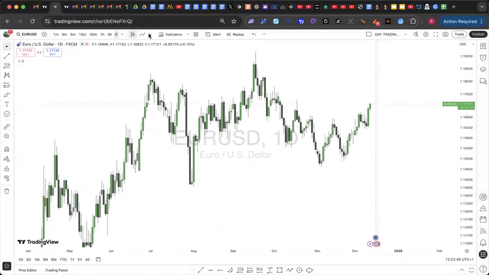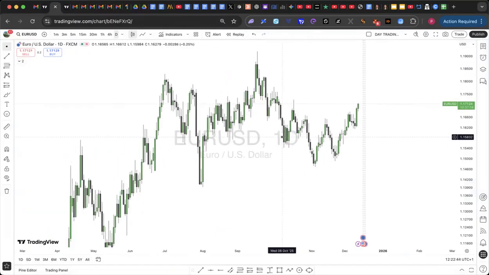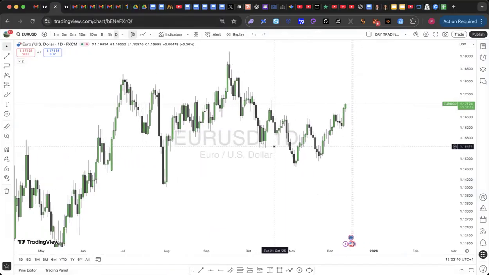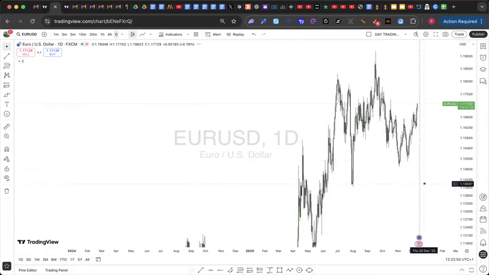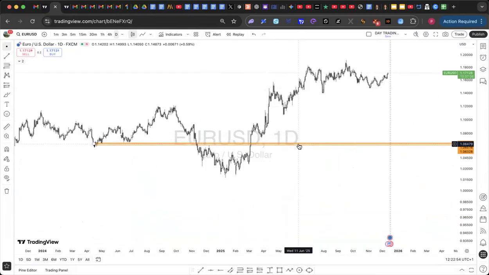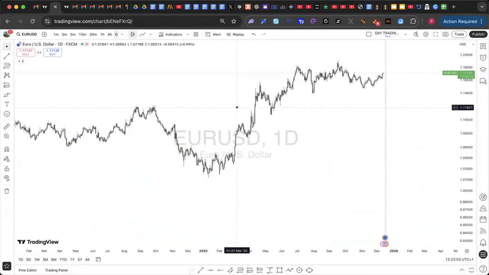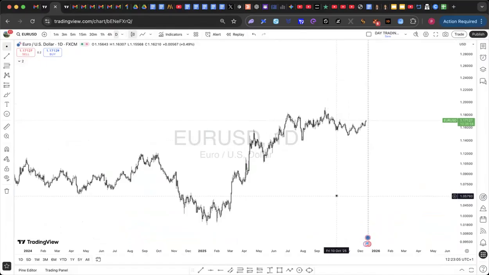So this is Euro USD, very simple, right? The overall trend of Euro USD is up. Generally the Euro USD is in an uptrend. Okay, we take it from here. Let me clear anything that may be there. So overall, the trend is an uptrend, right?